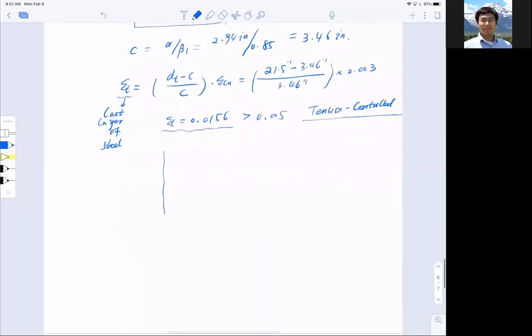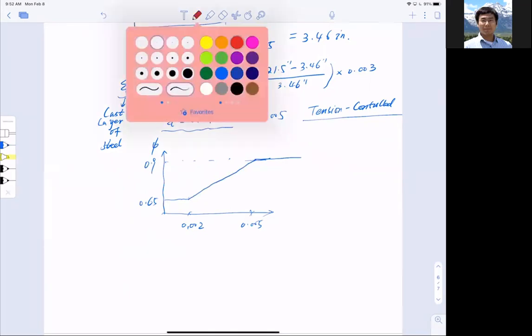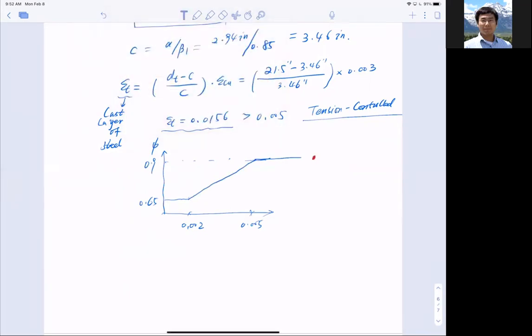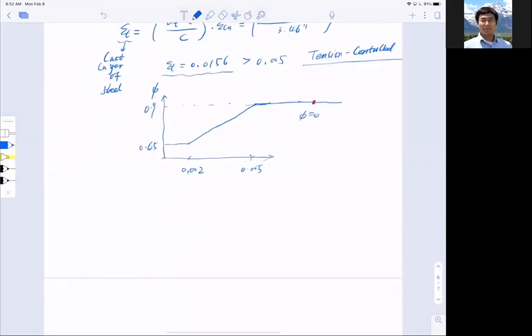Because remember, in phi, we say, right, I have 0.002, 0.005, and this is 0.65 and 0.9. Now we are far beyond this number, so we are eventually somewhere here. So we know for a fact that we have phi equal to 0.9. And this is consistent with our assumption to begin with.